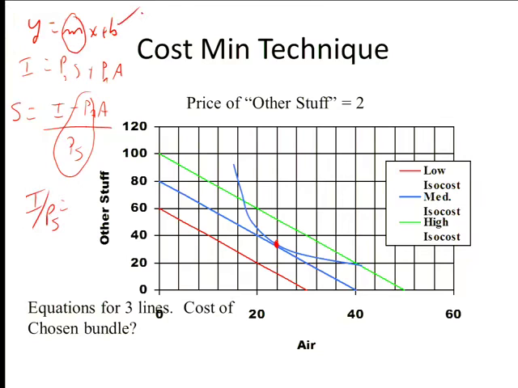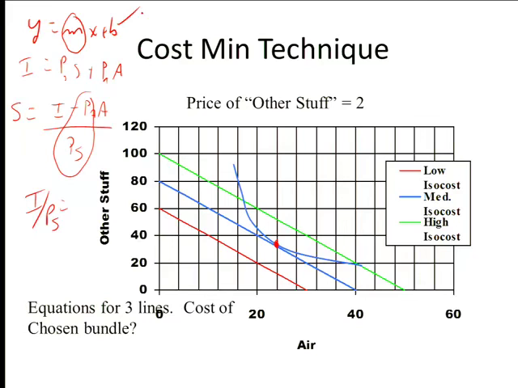So you need the slope, right? You need I. First of all, you can find I pretty easily, can't you? If this is 60, what is I? The price of other stuff is 2. 60 divided by 2 equals, so everything on this line costs 30. Everything on this line costs 40. Everything on that line costs 50, right?